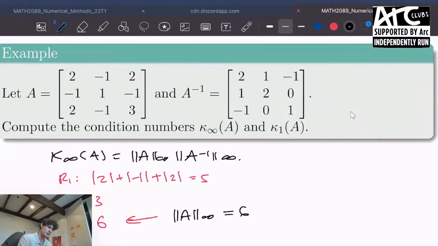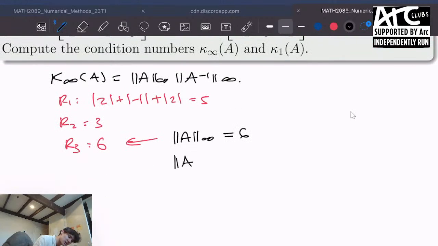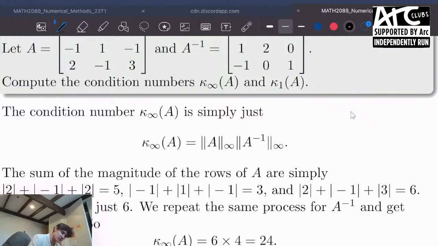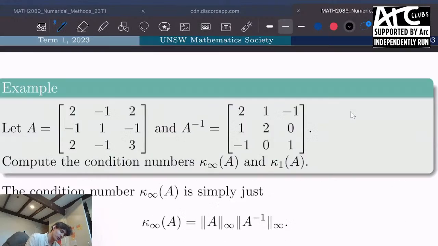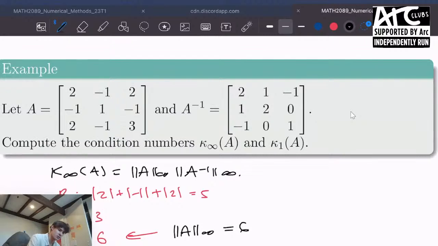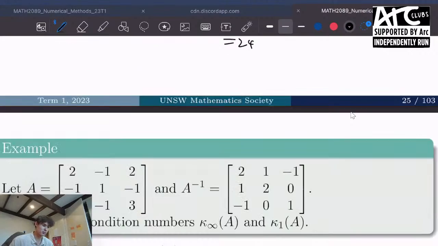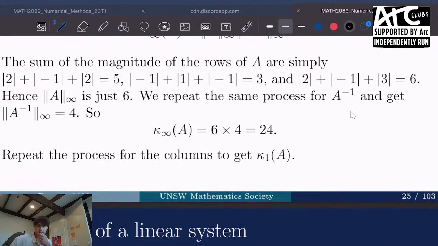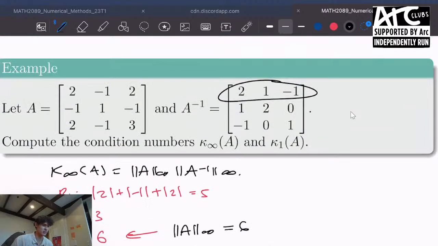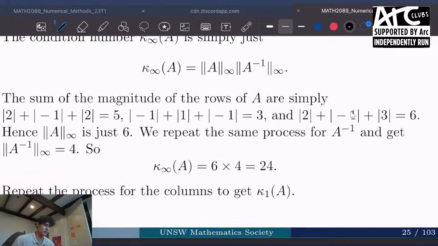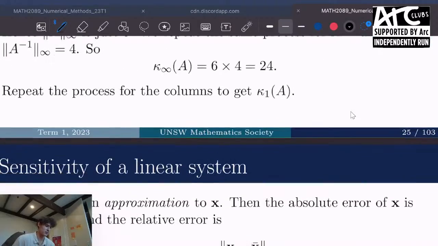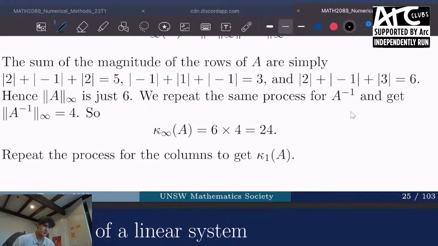Now we can do a very similar process with A inverse. What we should get is that A inverse has an infinity norm of 4. As we sum all the rows, the largest row sum is this one, which is 4. So that makes the infinity condition number 4 times 6, which equals 24. To find the condition number with respect to the 1 norm of A, it'd be a very similar process except we'd find the column sums. If we did that, we should get some answer. I'll put the answer on the slides later on.